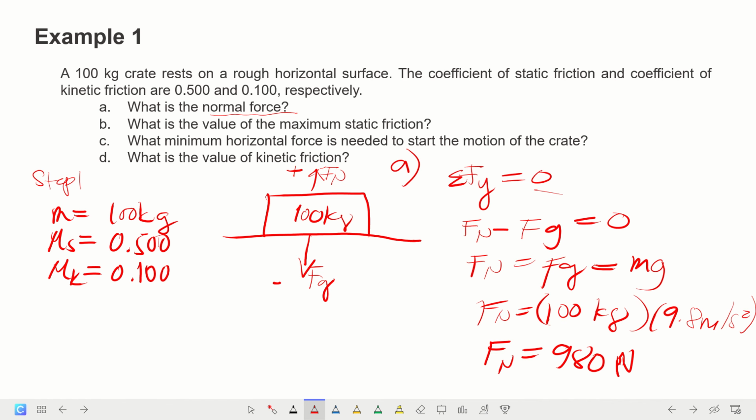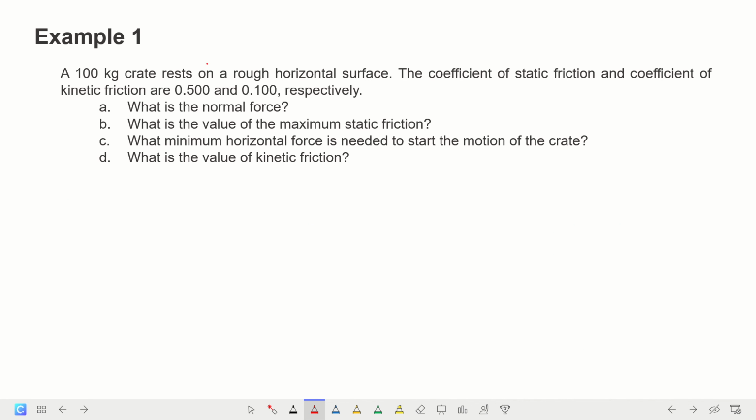So let us move to our second problem. What is the value of the maximum static friction? Sabi natin, the maximum static friction is the static friction that we need to overcome in order to move our object. Para magalaw mo yung isang object, para ma-set mo siya in motion, you need to overcome the maximum static friction. So, let us look for the maximum static friction.